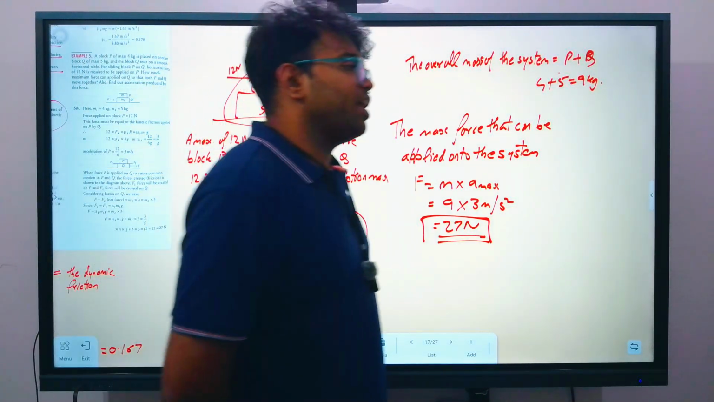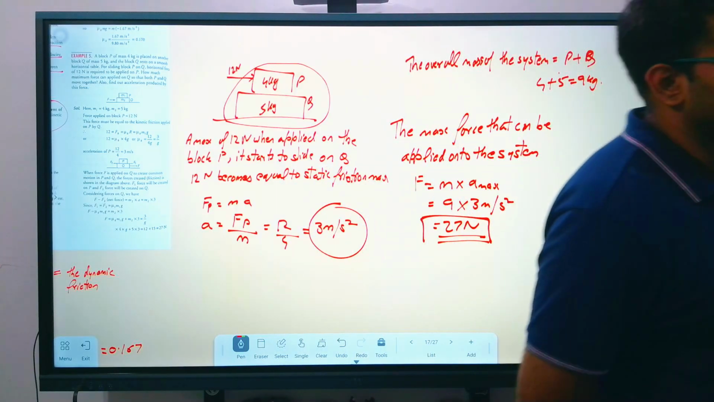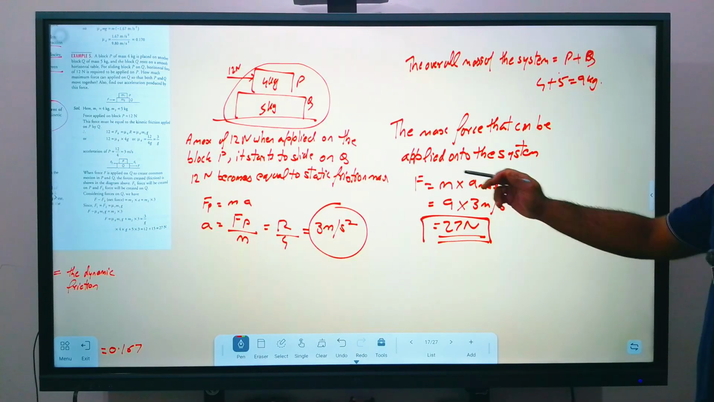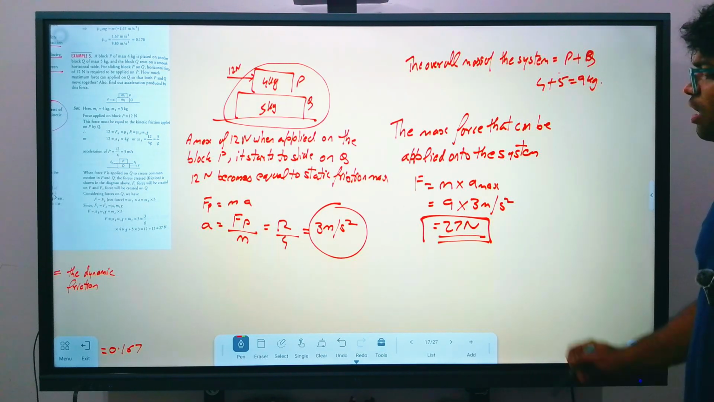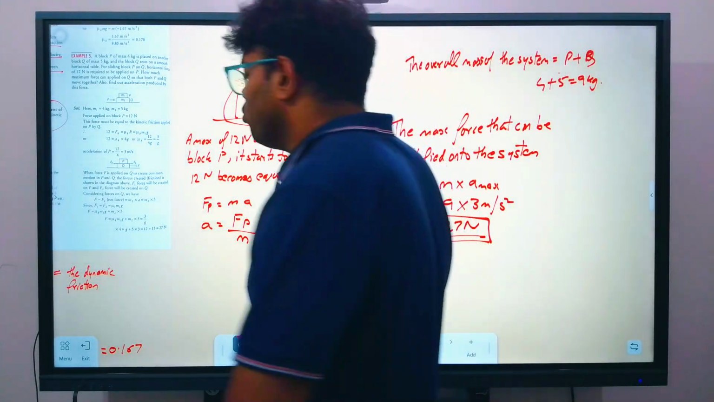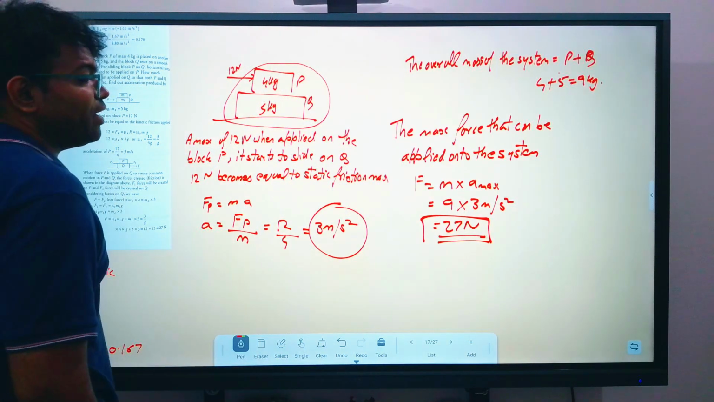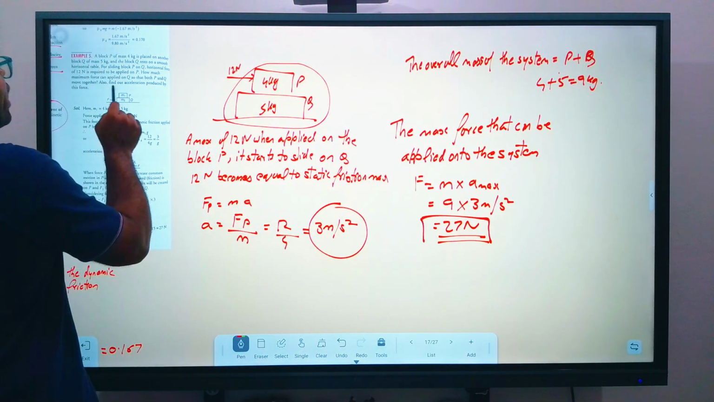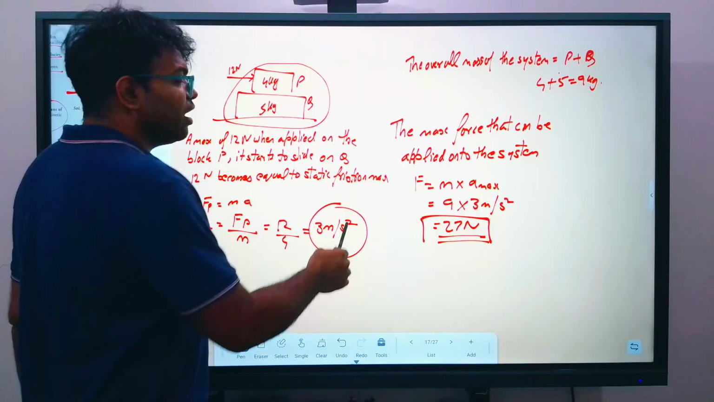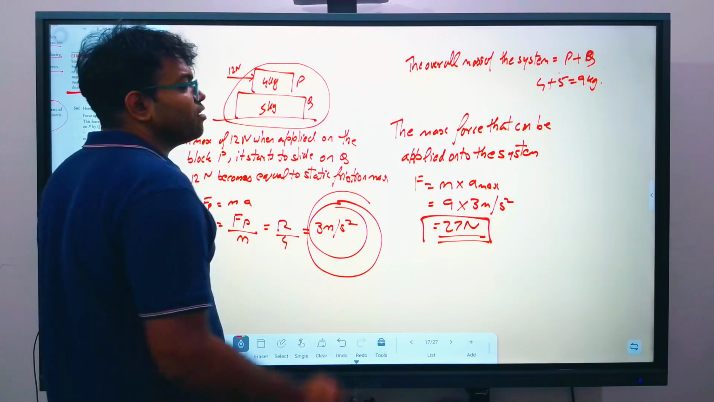Acceleration is 3 meters per second square. Now you take the whole system as one. What do you get? Force is equal to mass times acceleration, which is 9 multiplied by 3 meters per second square, equal to 27 newtons. Okay, and find out the maximum acceleration produced by this force. What is the maximum acceleration produced? The maximum acceleration is 3 meters per second square.